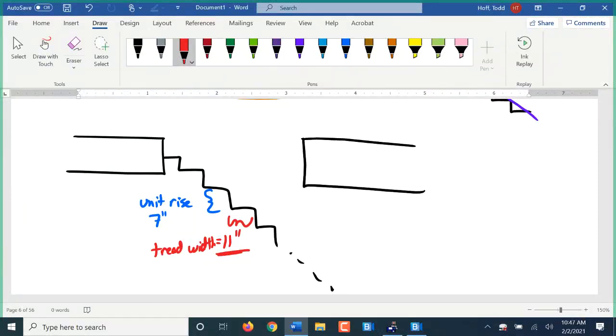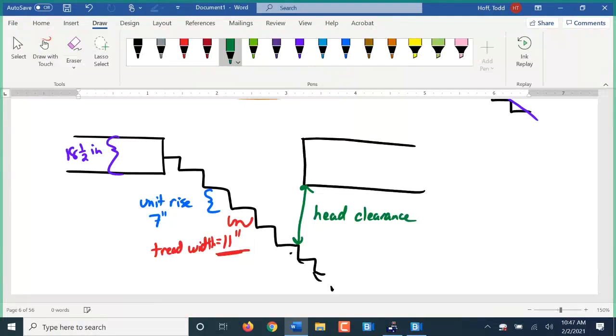Those numbers are going to be important to us, as well as the floor thickness. Let's say we've got a floor thickness here of 18.5 inches. We are assuming that our head clearance has to go off the bottom of the floor to the stair below it, and that it is going to be 6 foot 8 inches.